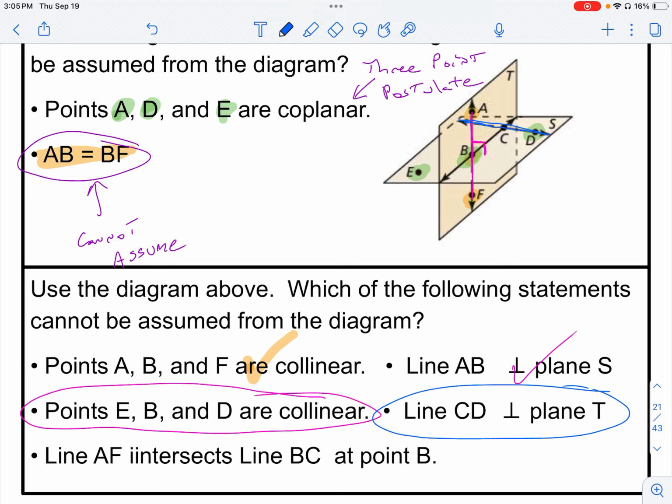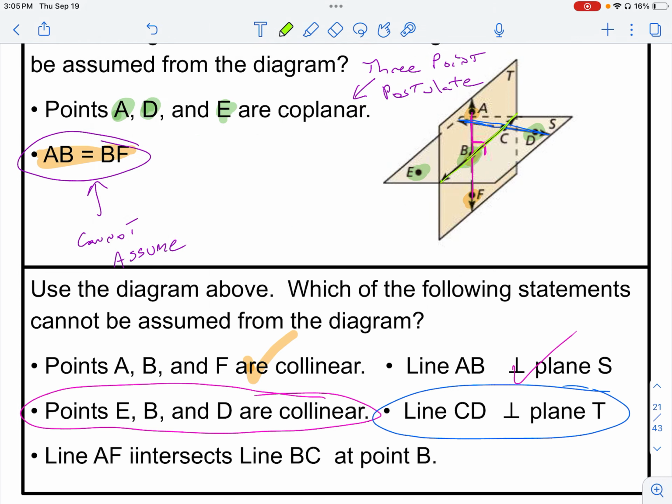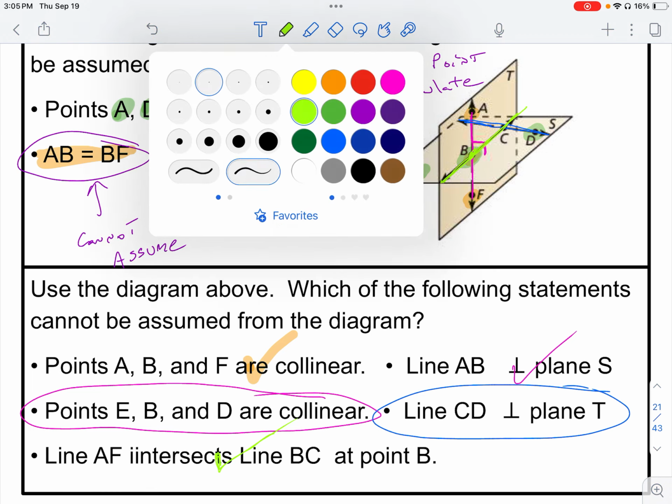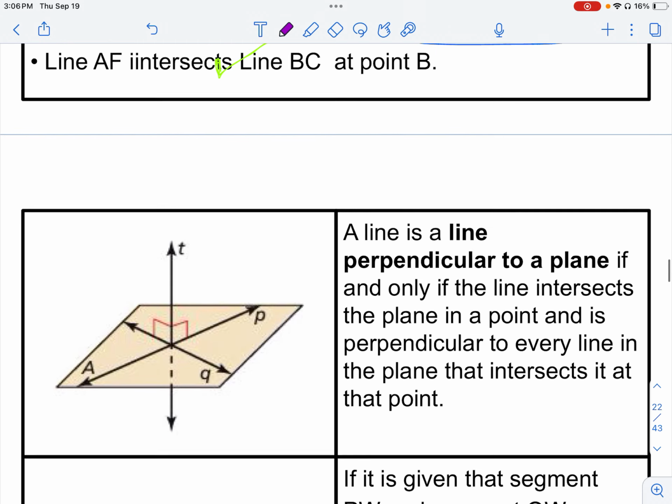Okay, line AF, which is our pink one, intersects line BC, which we'll do in light green right here, at point B. That is true. So we cannot assume facts not in evidence. We can't just look at something and say, yeah, that looks like it's true. We need proof. We need numbers. We need the box that shows it's a right angle. We need the tick marks to tell us that something is congruent.